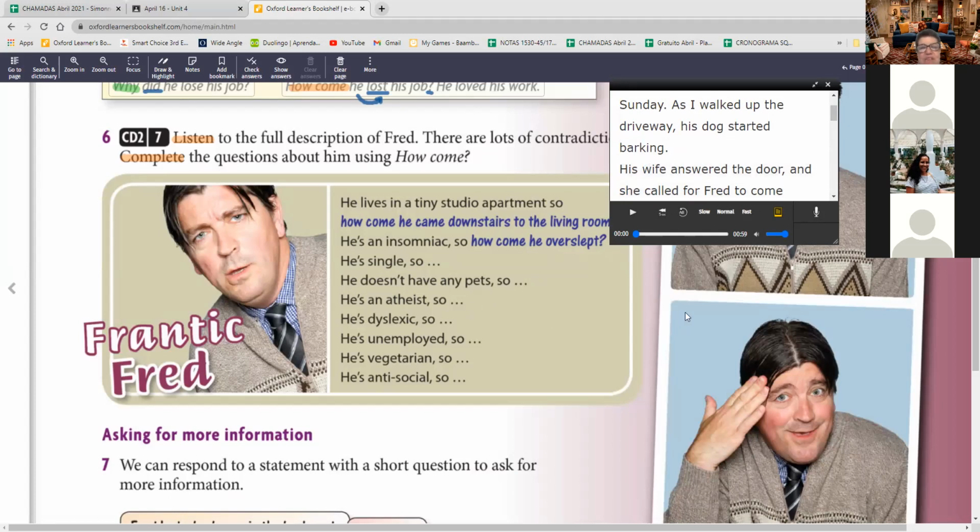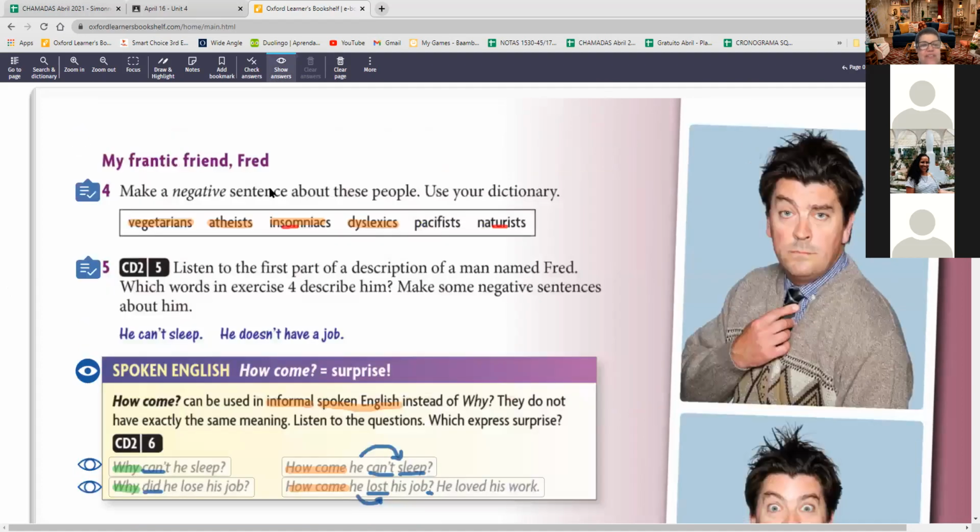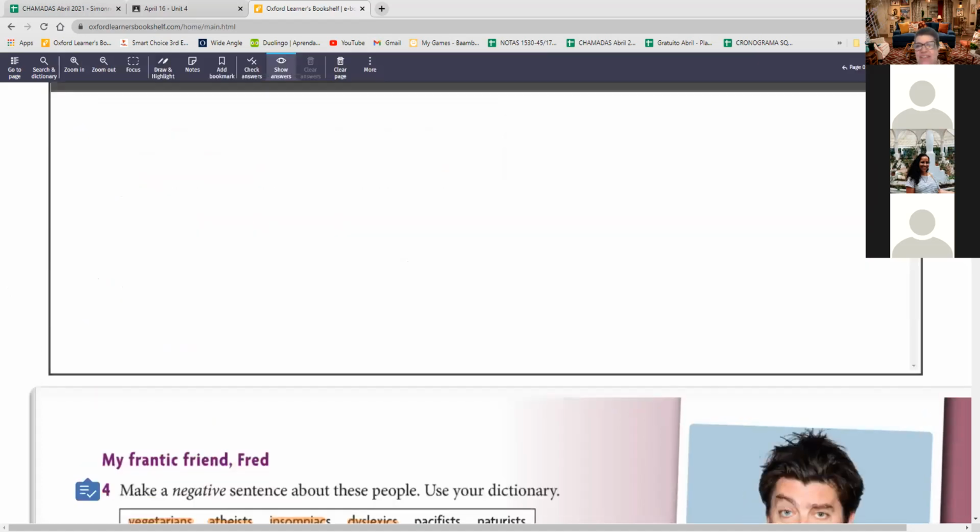Okay. So he's an atheist. So how come he went to church? There's so many. Very good, Lorena. He went there just to check, right? Okay, I love it. So let's see if we have the answers to that. Yeah, we do. Let's check it out.